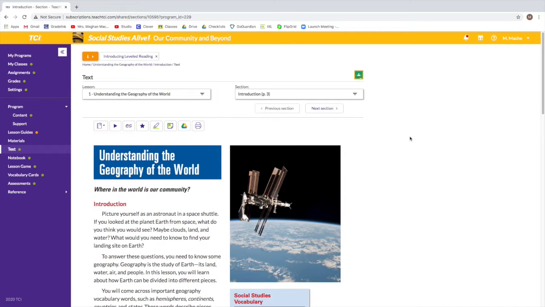Hello, third grade. For social studies today, you're going to need to read lesson 1, section 2. When you log into Clever, right away at the bottom it'll be TCI. The purple logo looks like this. It's just purple, not yellow.